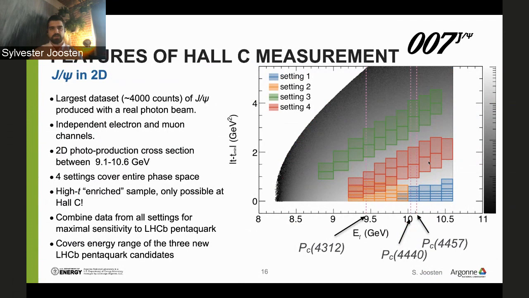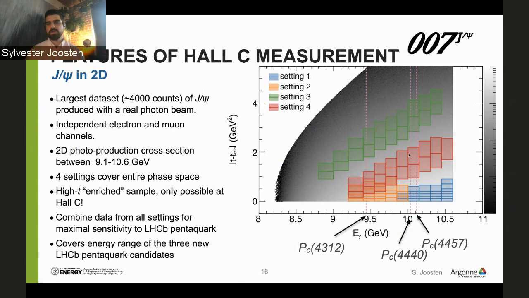We have a 2D cross-section in photoproduction between 9.1 and 10.6 GeV. Our four settings really cover the entire phase space where important. We have a high t enriched sample. We spent most of our time measuring really in the green and the red settings, which means that you would have to take an enormous amount of luminosity at large acceptance detectors to get a similar type of statistics in this region. So this is really unique to Hall C and not something that's really possible anywhere else.